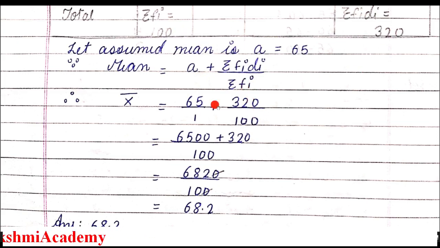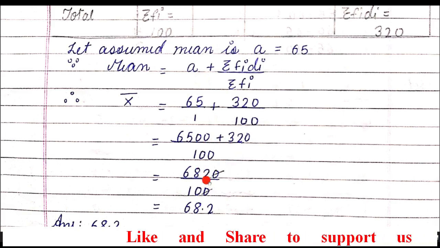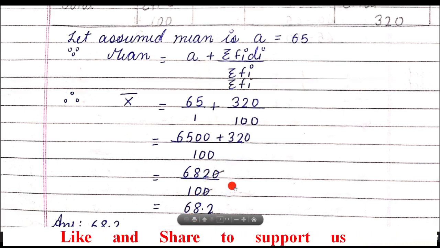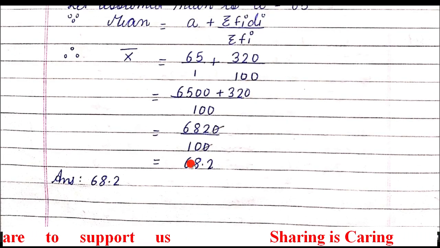Sigma Fi is 100. Now from the back, after 2 places, just put the dot. That will give you the answer, or you can just take the LCM. After the LCM, divide by 100, then you will get 62.5. 68.2 is the mean of this question.